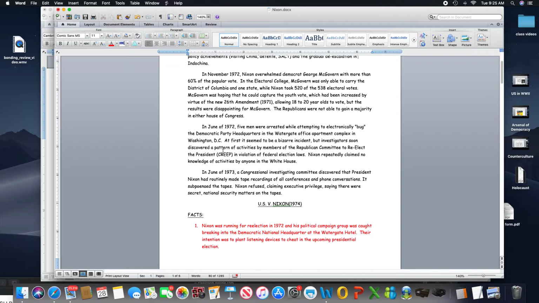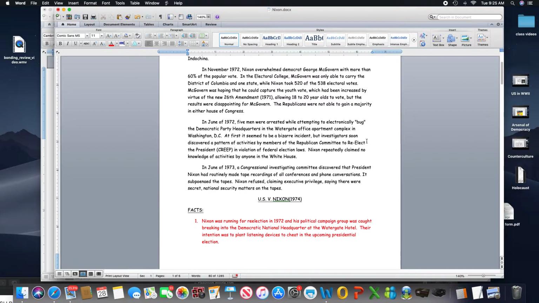Okay, so then, at first it was seen as bizarre, but then they uncovered that this break-in was related to the Committee to Re-elect the President, which has an acronym of CREEP. Okay, so we might refer to it as CREEP during this lesson. All right, so Nixon repeatedly claimed that he didn't have any information and anything like that.